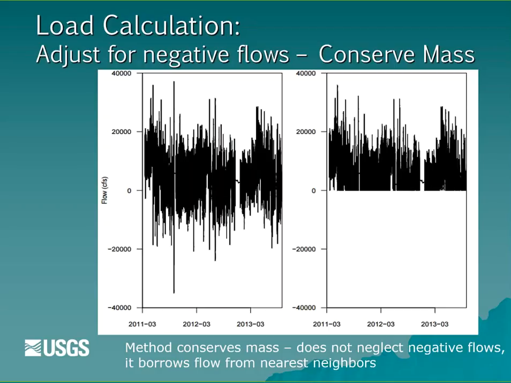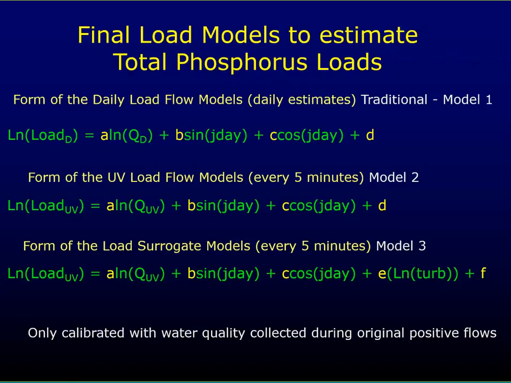So after we fixed our flows, we wanted to go back and take each one of these models and figure out the coefficients in them. So we took all the data that had positive flows, put it into a multivariate regression, and for the traditional model 1, we wanted to figure out values for A, B, C, and D. The same thing for the second model. The third model is very much like the other ones, the only difference is that we added our surrogate log turbidity, and then we went through and calibrated the models.